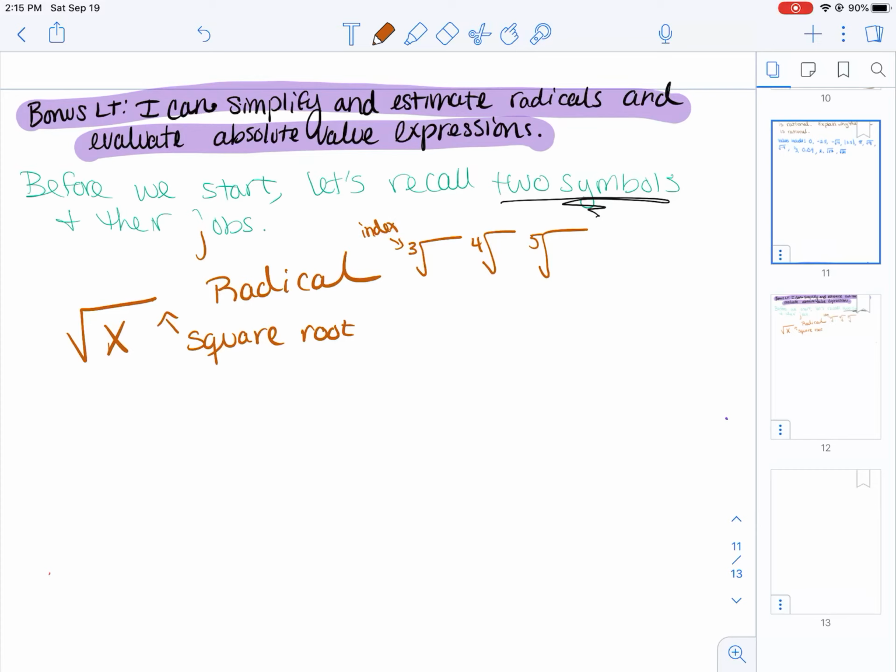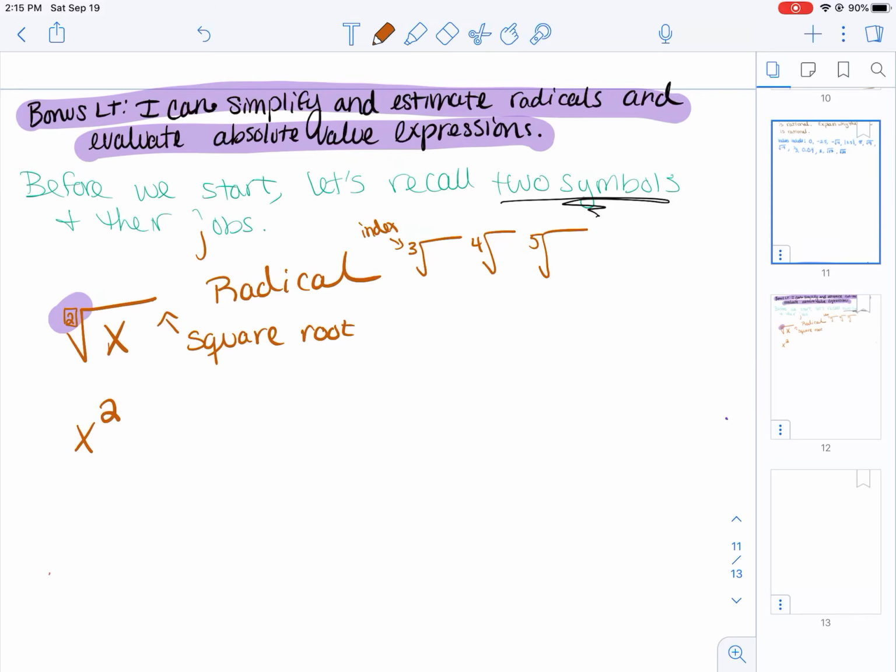The reason that I know that this one that we're going to start looking at is a square root is because there's no value written out here. When there isn't a value out front, I'm assuming it's like a little imaginary 2 that's telling me that it's a square root. Now the square root is the opposite function of squaring something. So it's the opposite operation.